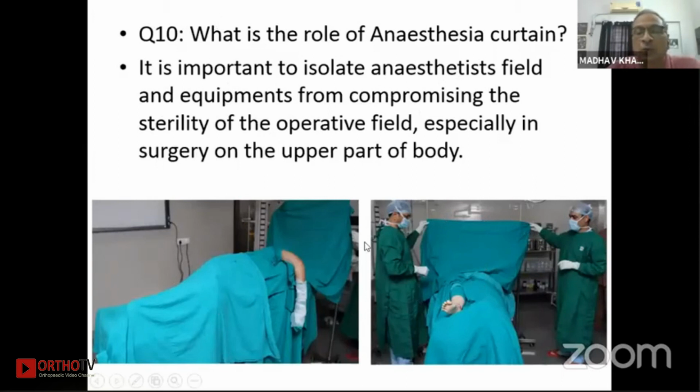Now, as you know, all of us do this. You put an anesthesia screen to isolate the head end from the operating field. And why is it important? Because it is important to isolate the anesthetist's field and their equipment from coming into your field and compromising the sterility of the operating field, especially when the surgery is to be carried out on the upper part of the body, like the shoulder, clavicle, or the upper arm. So it is important to have this sterile anesthesia screen, and it also prevents the surgeon from getting distracted by the monitors which are continuously beeping at the head end.